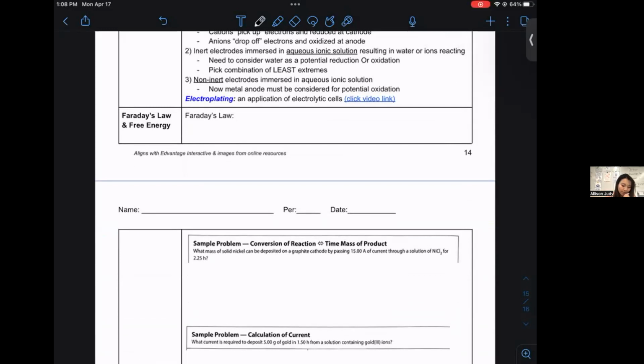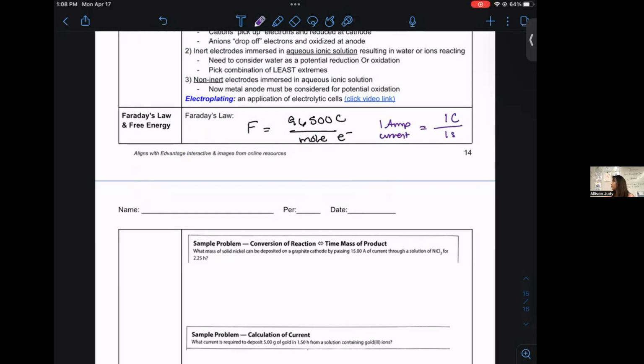So Faraday's law basically tells us this, that it reveals Faraday's constant, that we need 96,500 coulombs per mole of electrons to flow through. And one thing that you should know is another conversion to consider is that 1 amp, which is how we measure current, is equal to 1 coulomb per 1 second.